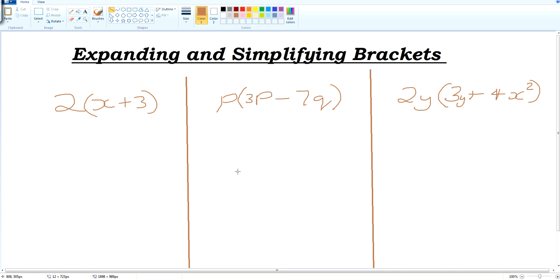Okay, Bismillahirrahmanirrahim. Okay, we're looking at expanding and simplifying brackets.